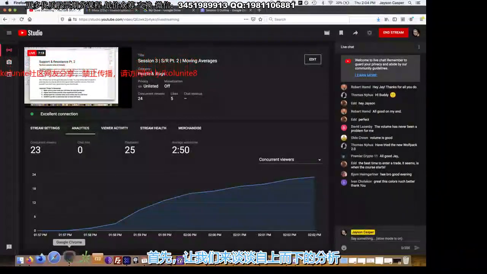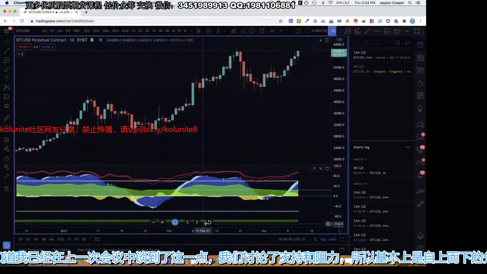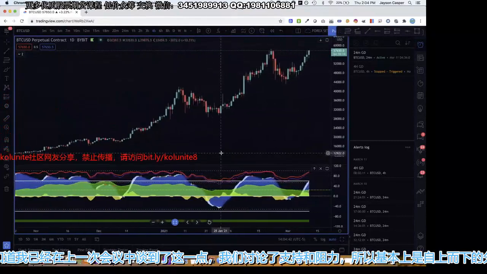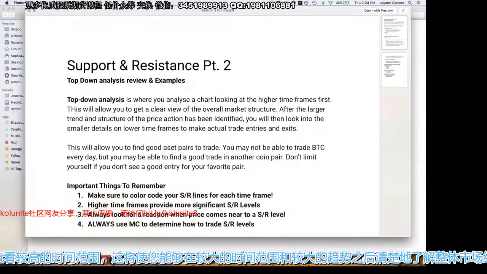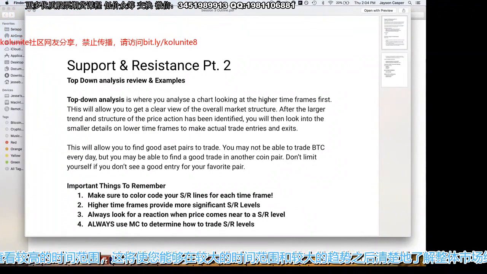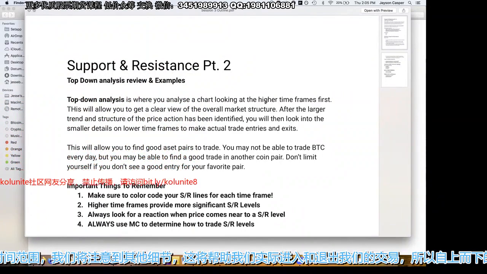So to start off, let's talk about top-down analysis. I already touched on this a little bit in the previous session where we talked about support and resistance. Basically, guys, top-down analysis is where you analyze a chart looking at the higher time frame first, and this will allow you to get a clear view of the overall market structure. After the larger trend and the structure of the market has been established on the larger time frames, then we zoom into the smaller time frames and take note of other details, and that will help us to actually enter and exit our trades.